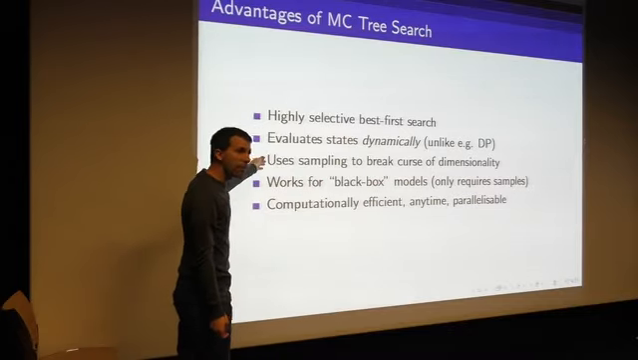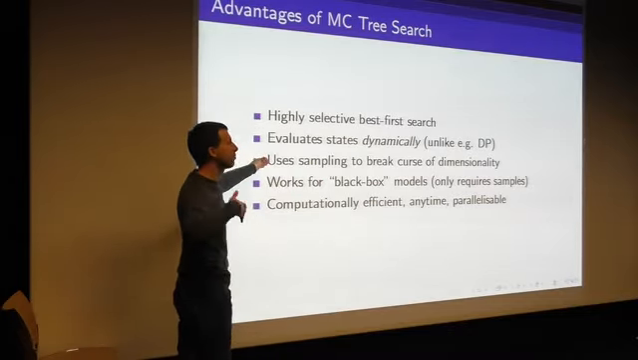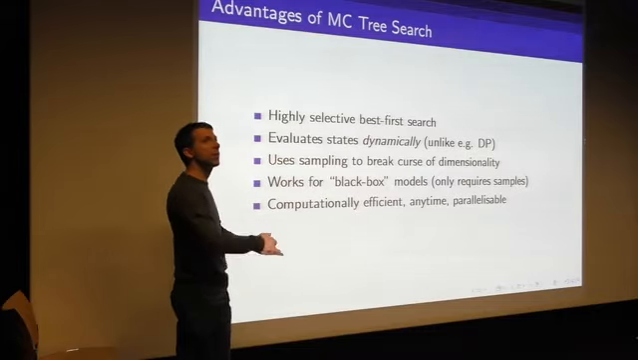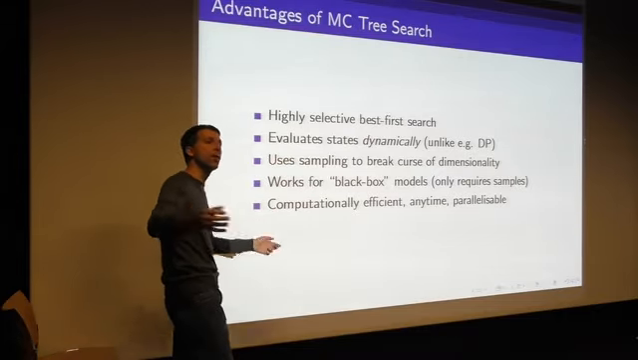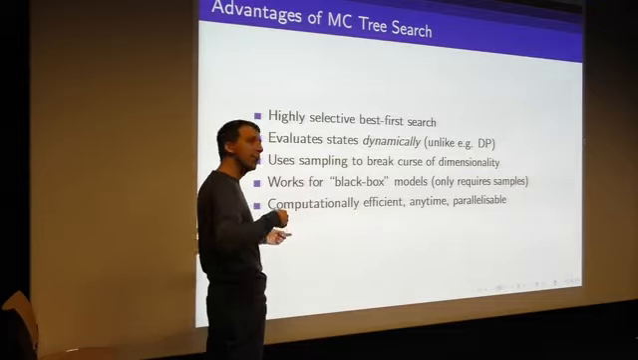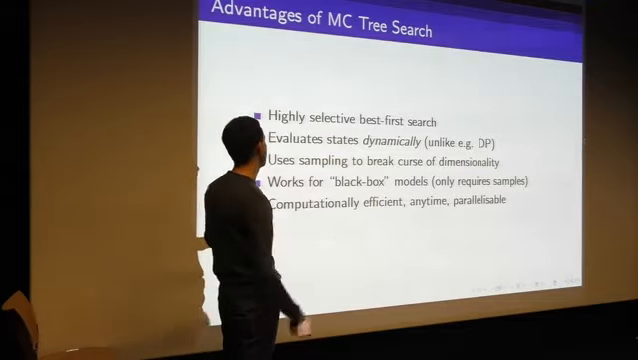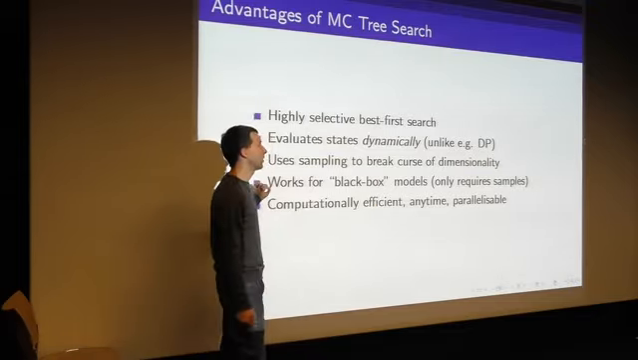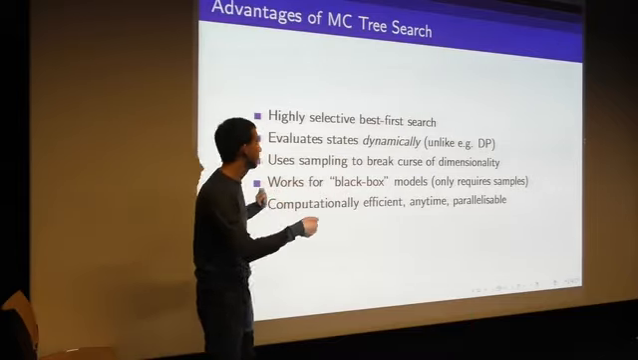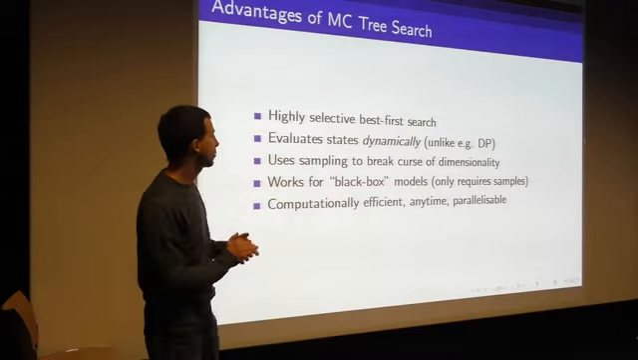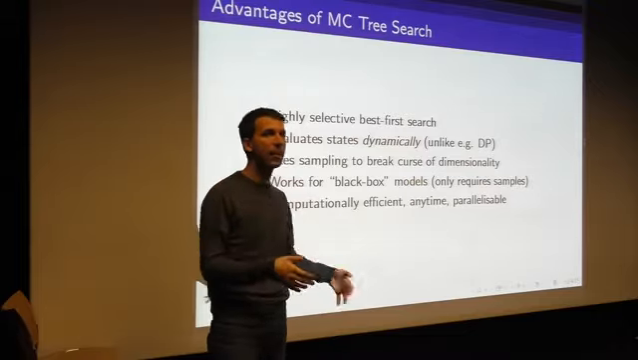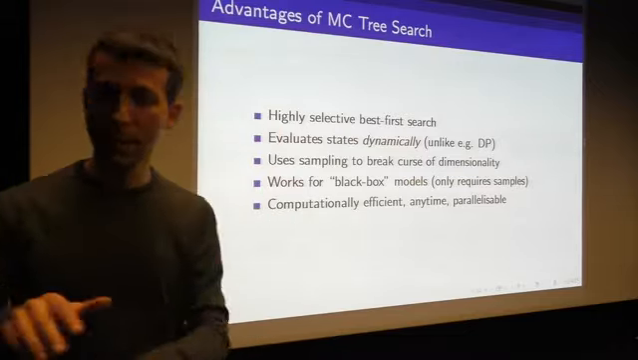It uses sampling. It's a sample-based planning method, which breaks the curse of dimensionality. We don't have to consider all possible things that we might do or all possible things the environment might do. We just sample them and look at what's working well. And it works for black box models, so we only need to use our model to sample from. So this thing works well, it scales well, it's any time, you can parallelize it, it's got lots of good properties.